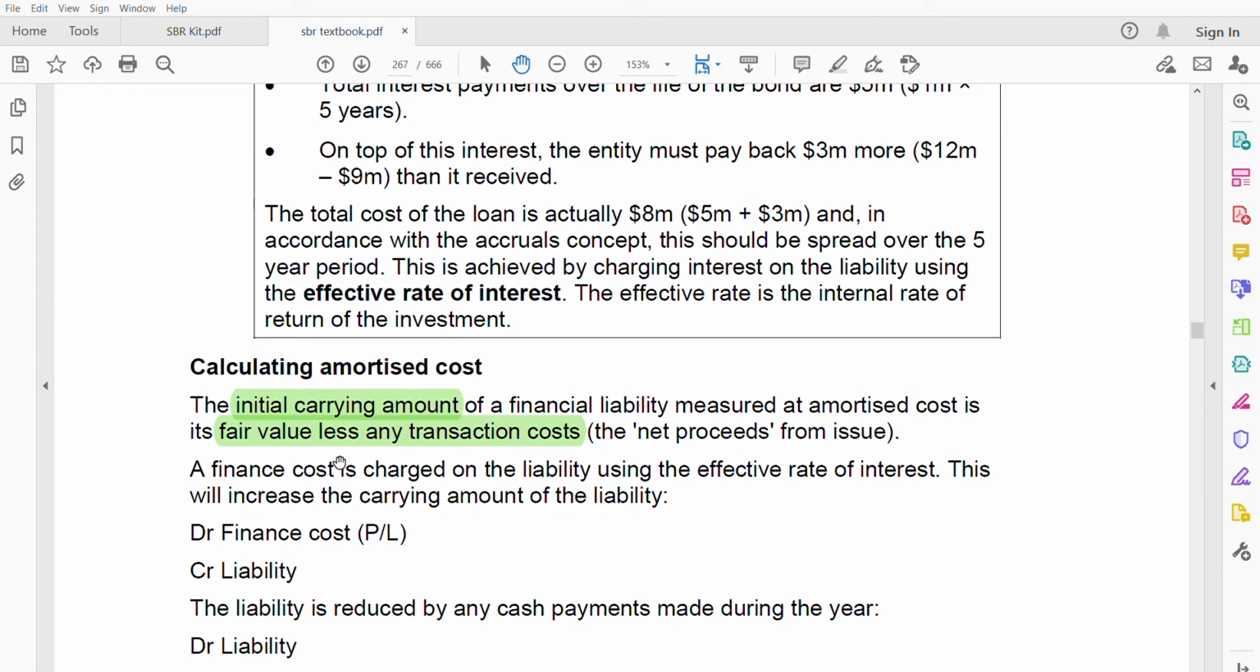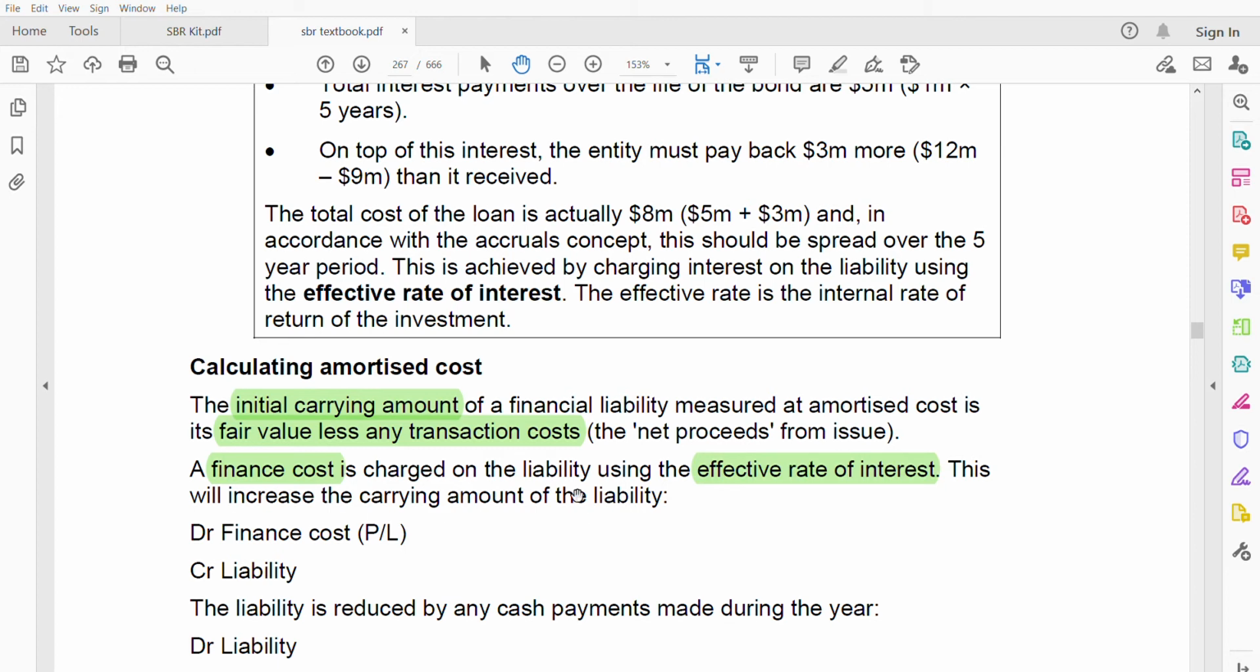Finance cost is charged on the liability using the effective rate of interest. Remember it's a financial liability, so some finance cost will definitely come there. Logic, common sense. When you take a loan, interest also comes with the loan. Same for a financial liability, there will be a finance cost. It will be charged using the effective rate of interest. This is the word you need to remember.